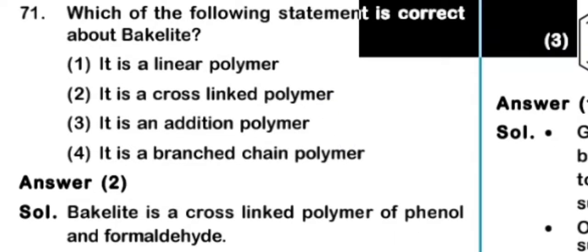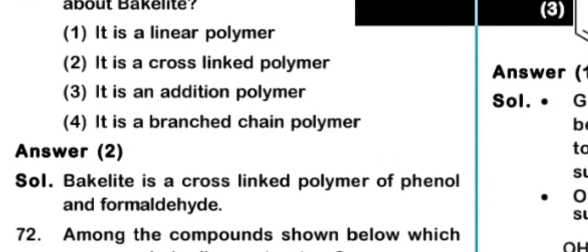Next question: which of the following statements is correct about bakelite? Bakelite is a thermosetting polymer which contains a cross-linked, network structure. So its answer is also 2. Bakelite has a cross-linked structure and it is a polymer of phenol and formaldehyde. Finally, we find that bakelite is a thermosetting polymer.